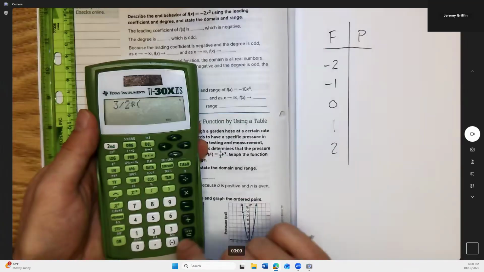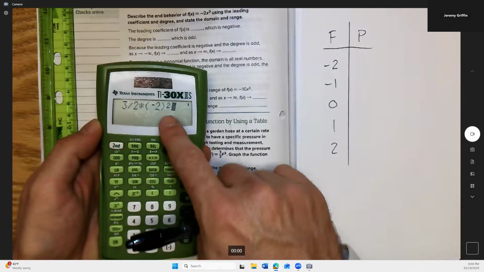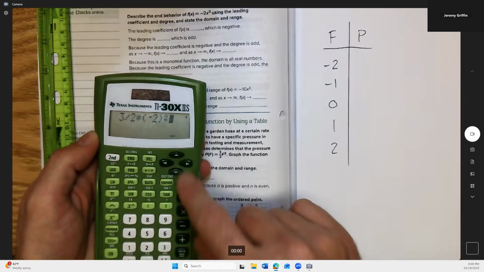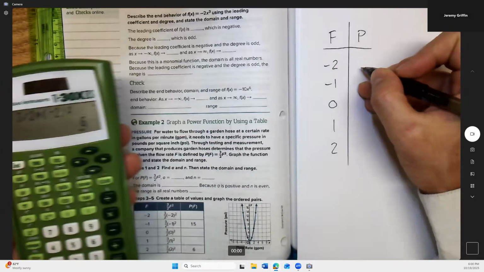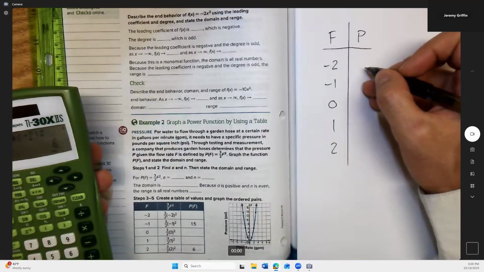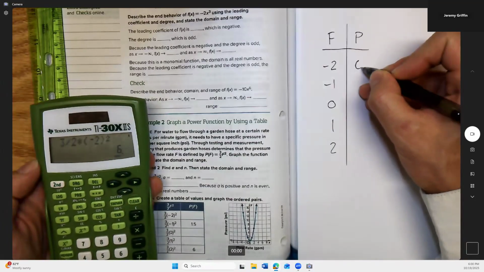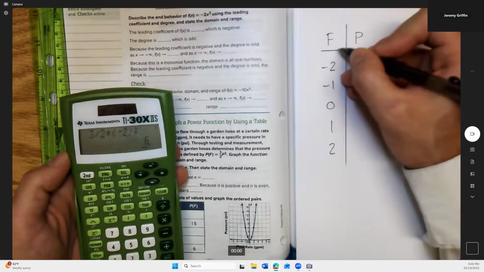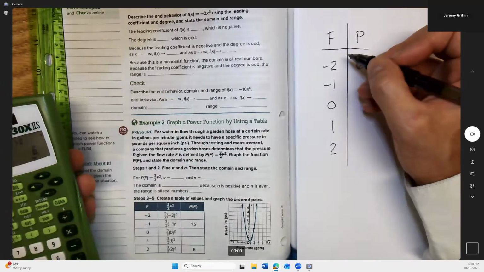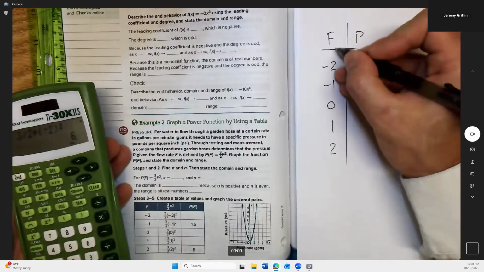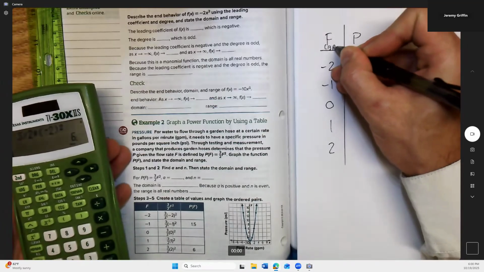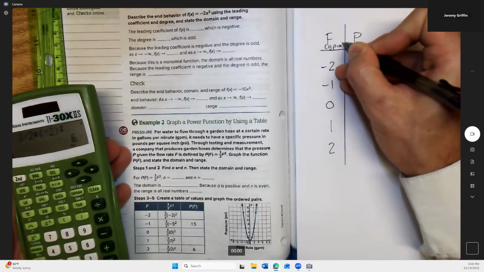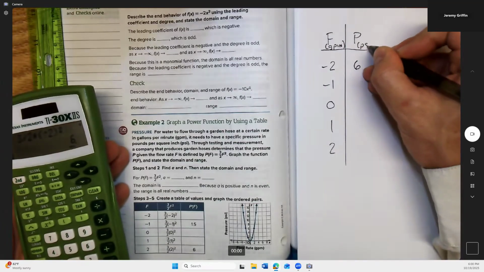So here they're given 3 over 2 times the flow rate squared. Well, my first flow rate is negative 2. I'm going to square that. Make sure that's in parentheses before you square it, because even the negative is squared. I'm getting a required pressure of 6, and that'd be pounds per square inch. In my physics class, I always emphasize putting on units. So I'll put flow rate in gallons per minute here, so that the numbers actually mean something, and pressure is in pounds per square inch.